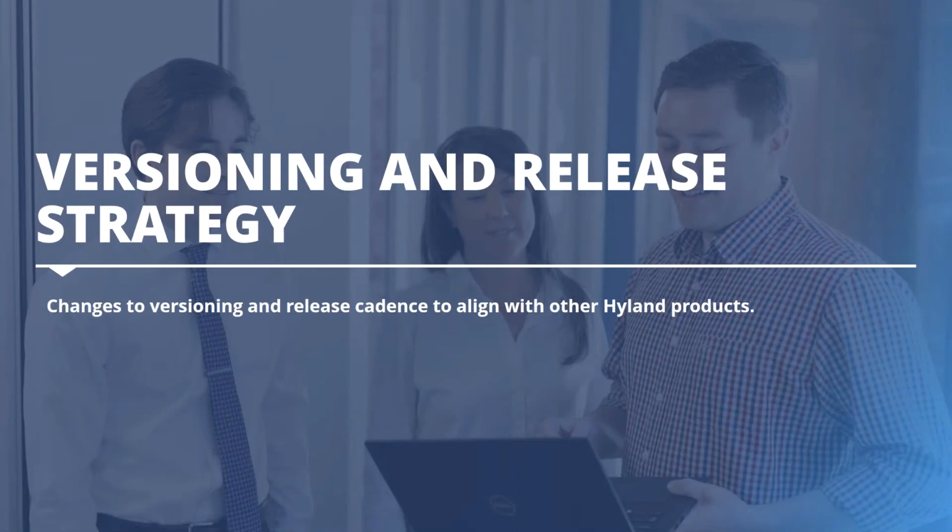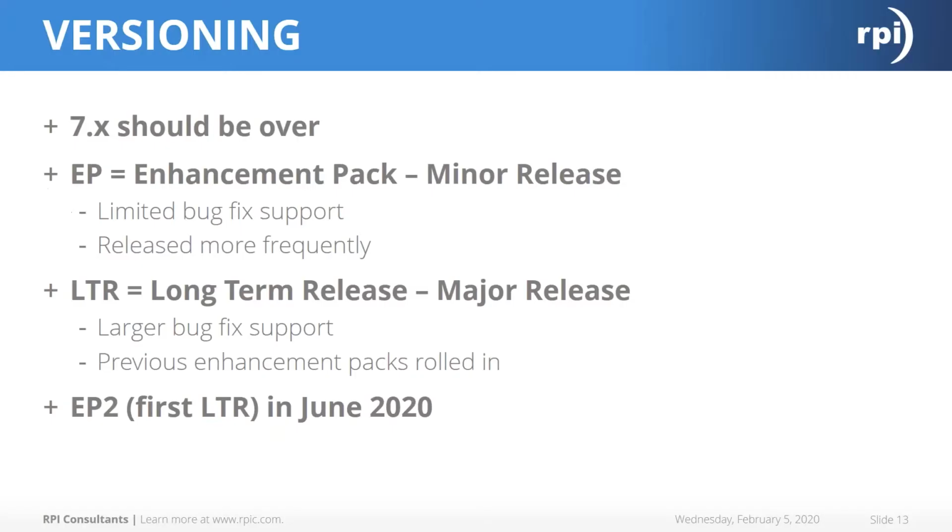So when we jump into the versioning and release strategy, I think it's important to note how we will talk to our clients and how we talk amongst ourselves going forward now that it is Perceptive Content Foundations. 7.x should be over. We shouldn't really see it. We saw some in some of the documentation, but for the most part, it's just Foundations. EP is basically an enhancement pack.